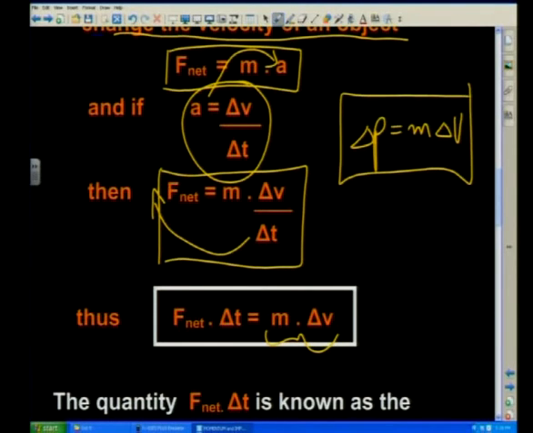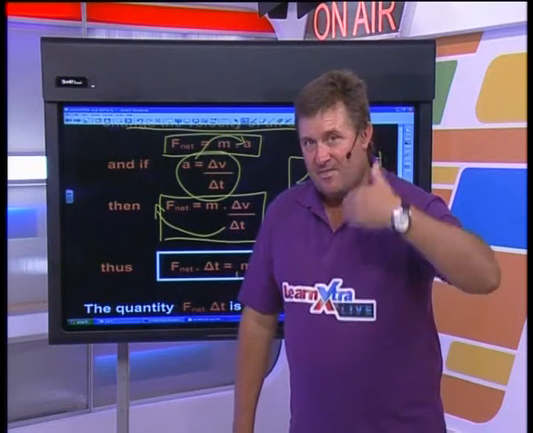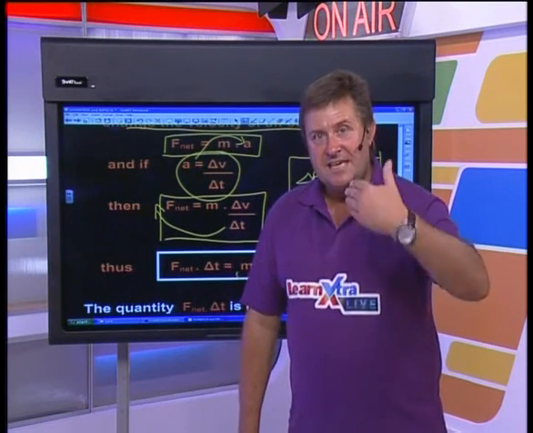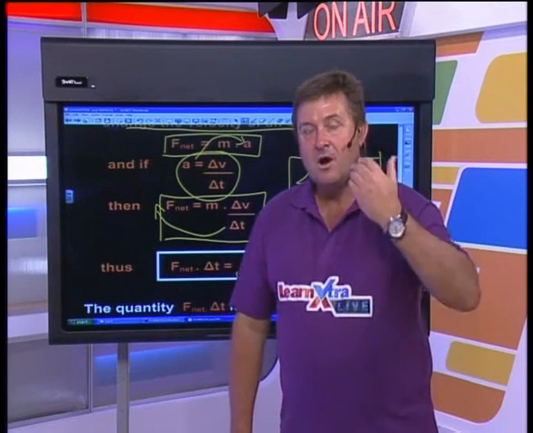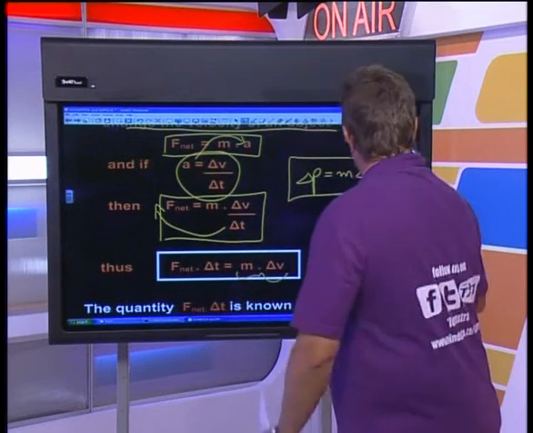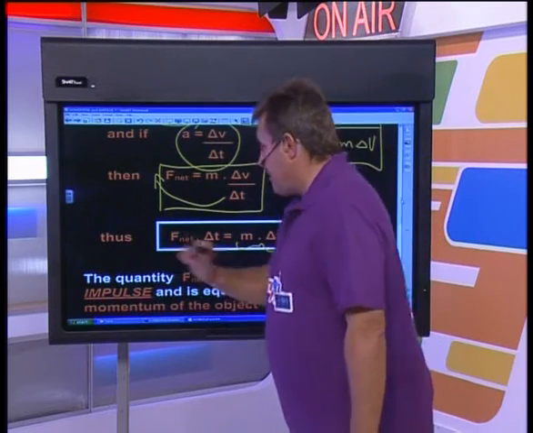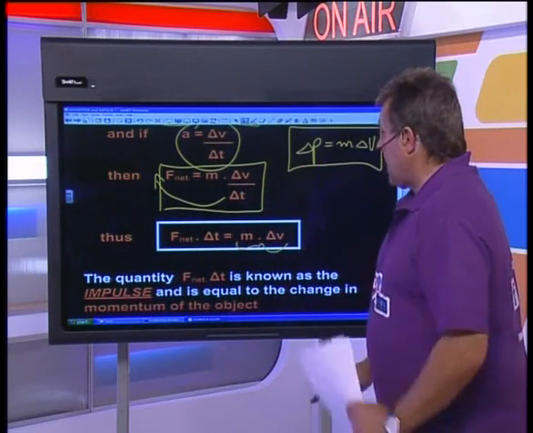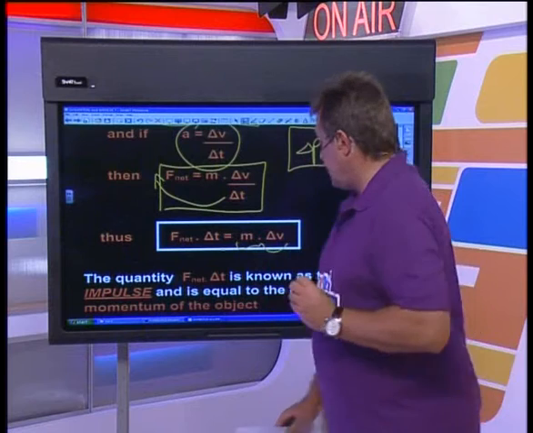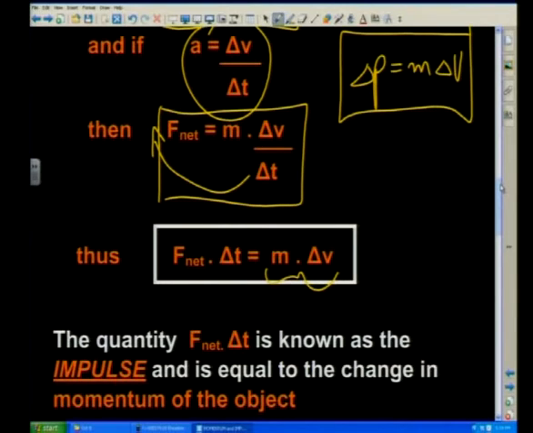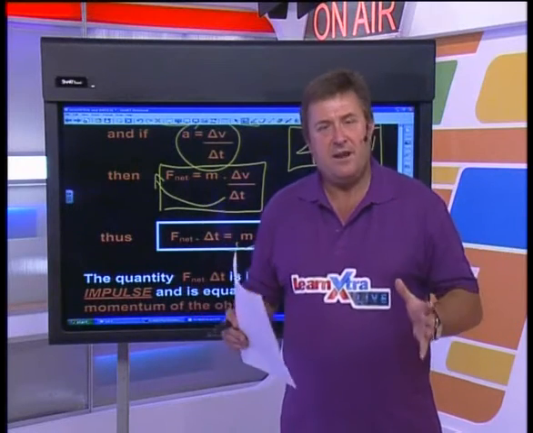So can you see now, guys, that the magnitude of the net force, multiplied by how long that net force is acting, is going to equal the change in momentum of that object. Okay, and that is what we know as the impulse. Very important, this last line that I've got down here. The quantity F net times delta t is known as the impulse and is equal to the change in momentum of the object.